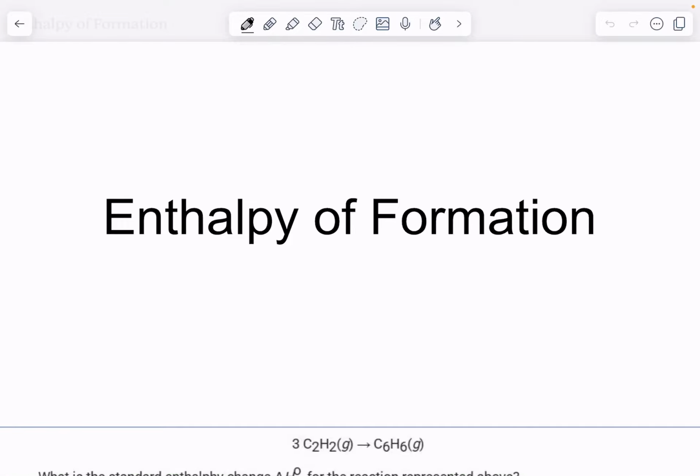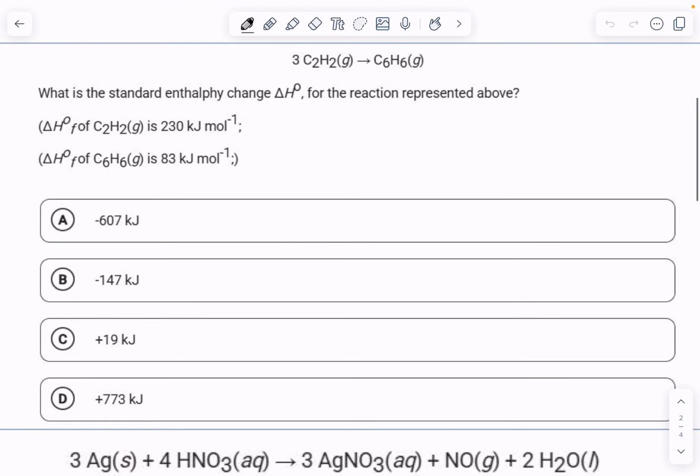All right, guys, in this video, we're going to be looking at some enthalpy of formation questions. I've got a multiple choice and a short answer. So here's our multiple choice. We've got a reaction, and it's just asking, what is the standard enthalpy change of formation for the reaction above?